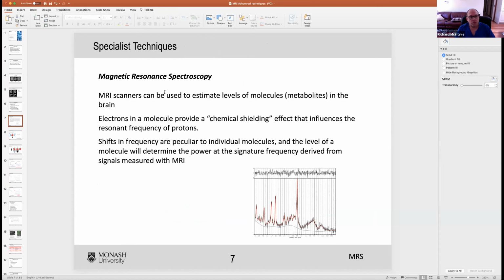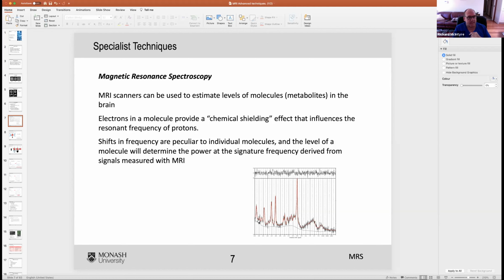Okay. So we're going to move on to magnetic spectroscopy. MRI scanners can be used to estimate levels of molecules. We call them metabolites in the brain, okay? Electrons in a molecule, so we know we have a nucleus and we have electrons spinning around, provide a chemical shielding effect that influences the resonant frequency of protons. And we'll see that in the next couple of slides. Shifts in frequency are peculiar to individual molecules, and the level of a molecule will determine the power of the signature frequency derived from signals measured with MRI, okay?